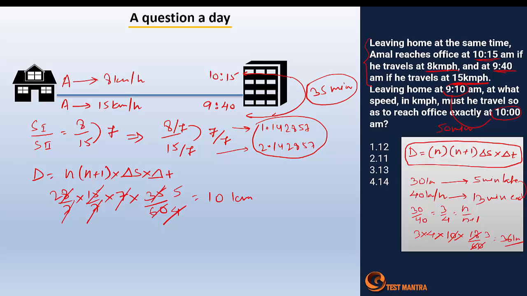So he's traveling for 10 kilometers and the time allotted is how much? 50 minutes. So the new speed now will be nothing but distance, that is 10, and the time taken is about 50 minutes. Let's convert this in terms of hours. So it's a basic calculation. The speed is nothing but 12 kilometers per hour. So my speed will be 12 kilometers per hour.